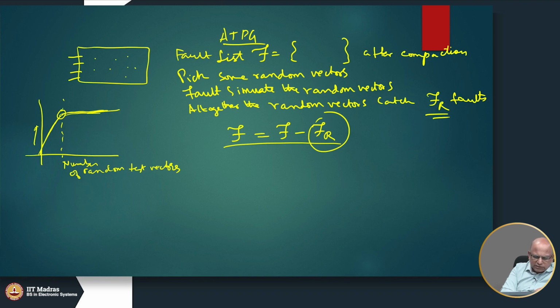You can even experiment. You can start with 10 and then double the number and see whether that produces a significant number of additional faults getting covered, then double again, and at some point you will realize that it is not giving any extra value. So, that is when you can stop.